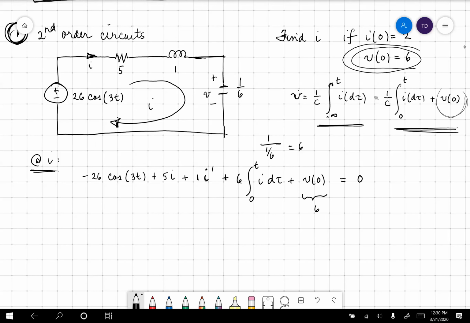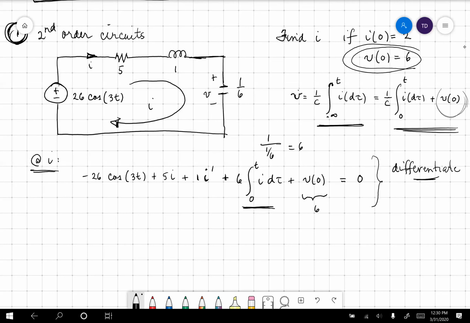Okay. Now, we haven't dealt with equations like this in this course. This is called an integro-differential equation, because there's an integral and there's a derivative in there, both, and they are on the same variable, the variable I. So here's what we're going to do. We're just going to differentiate this equation. That differentiation is going to get rid of this integral.